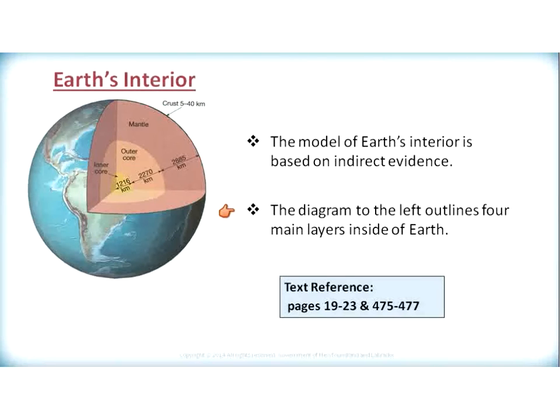This diagram to the left outlines four main layers inside of Earth, those being the crust, the mantle, the outer core, and the inner core. Text references can be seen on page 19 to 23 and page 475 to 477.